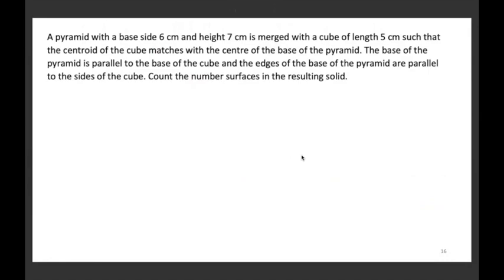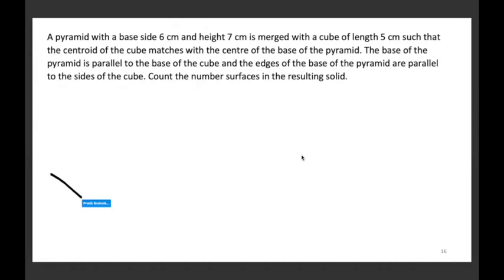A pyramid with base side 6 centimeters and height 7 centimeters is merged with a cube of length 5 centimeters such that the centroid of the cube matches with the center of the base of the pyramid. The base of the pyramid is parallel to the base of the cube, and the edges of the base of the pyramid are parallel to the sides of the cube. Count the total number of surfaces that will be generated.